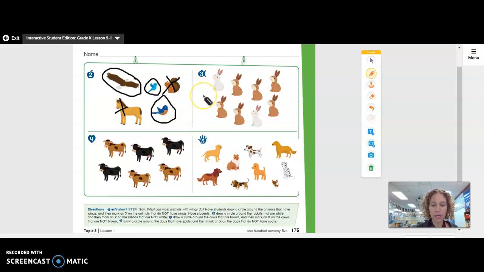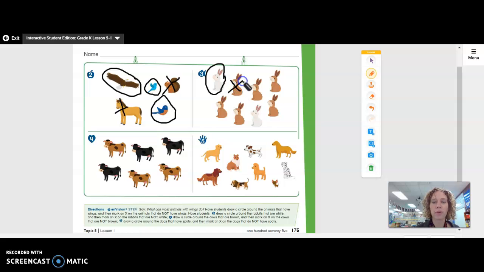All right, let's take a look at number 3. We're going to draw a circle around the rabbits that are white. Okay, that's what we're going to categorize. And we're going to put an X on the ones that are not white. Okay, so we're sorting and categorizing for color. Things that are white, things that are not. All right, let's take a look at this bunny. Is he white? Sure is. Let's circle him.